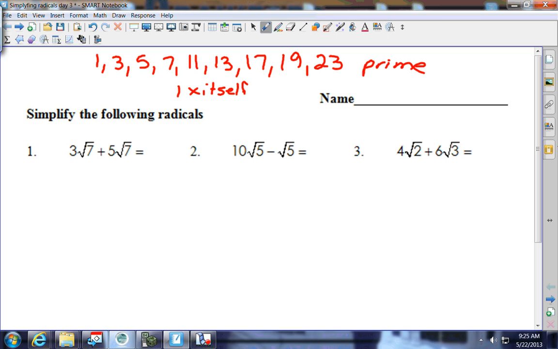Okay? So now this is saying 3 square roots of 7 plus 5 square roots of 7. How many square roots of 7 do we have? 3 plus 5 is 8 square root of 7. That's the answer. Okay?